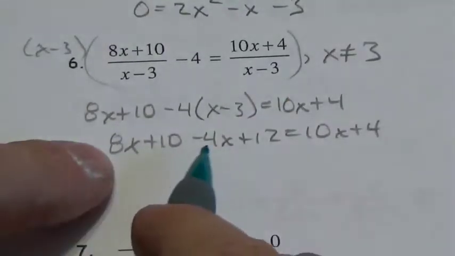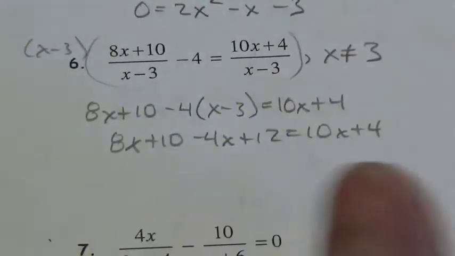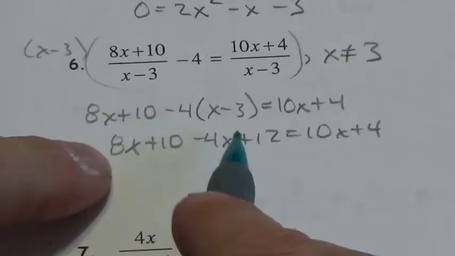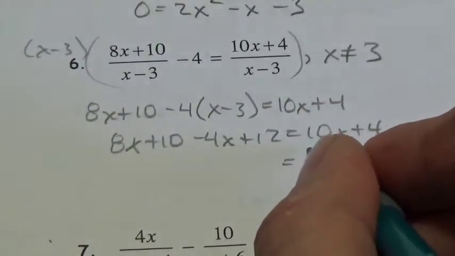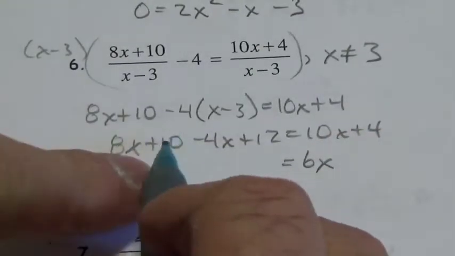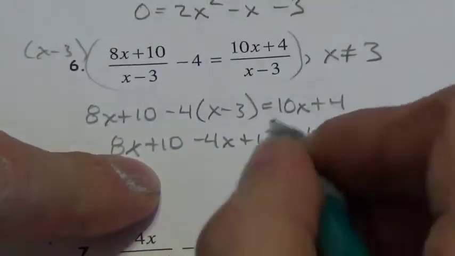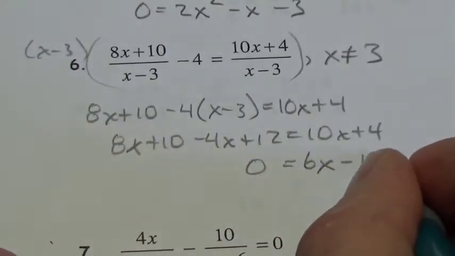Now, what do I got here? On the left-hand side, I've got 4x. Sorry, I already did the math in my head there. 8x minus 4x to get you 4x. Then I'm going to bring that over to the right-hand side. 10x minus 4x will be 6x. 10 plus 12 is going to be 22. I'll bring that over. And if I subtract 22 from 4, I'm going to get negative 18.